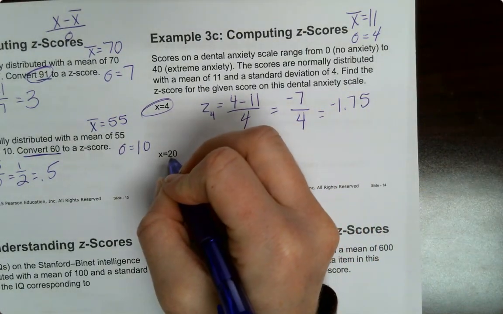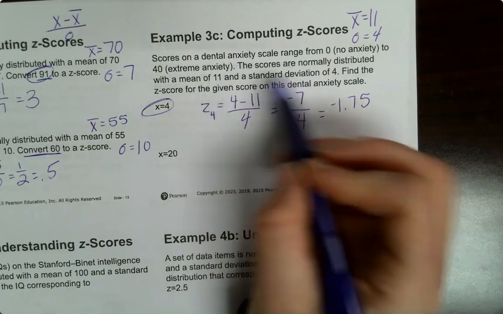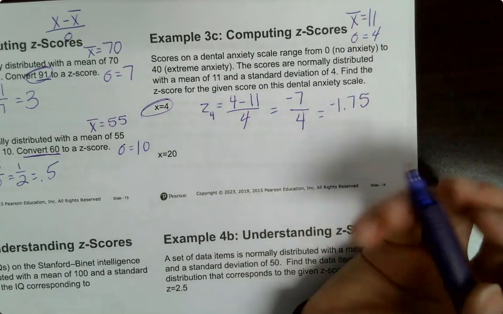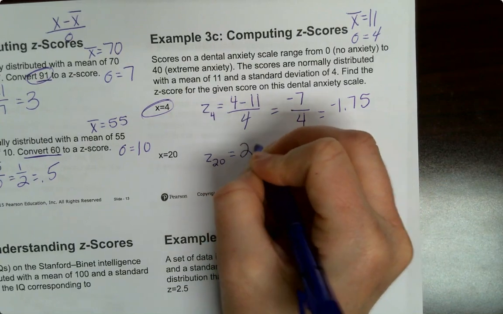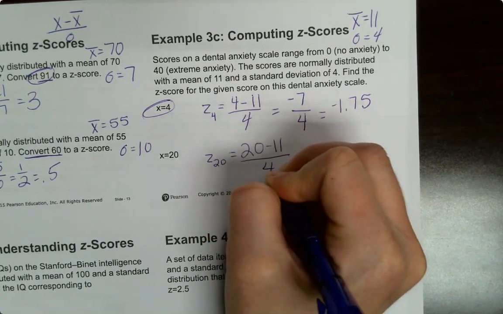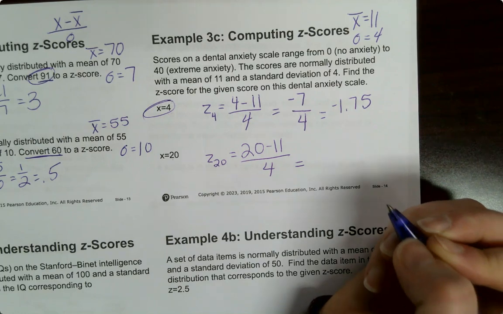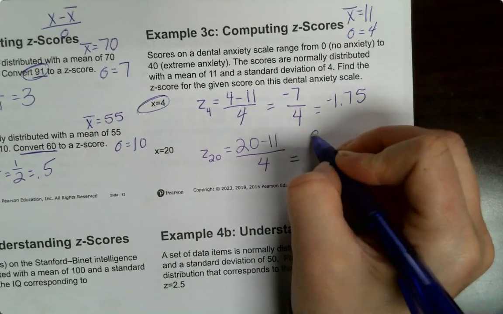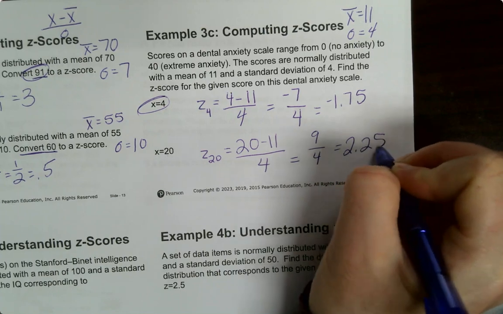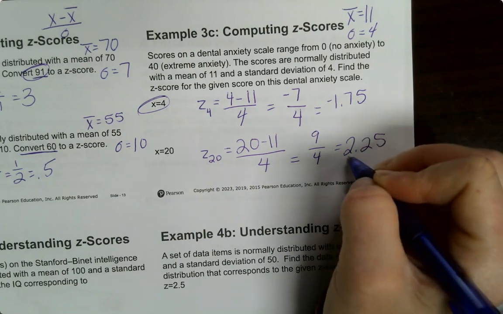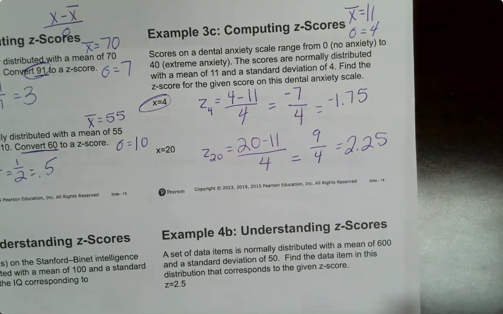All right, 20 is the next one. At 20 compared to our mean, it's above, so we're going to have a positive z-score. Z of 20 is found by doing 20 minus 11 divided by 4. 20 minus 11 is 9. 9 divided by 4, 2.25. So it's above the mean by 2.25 standard deviations.